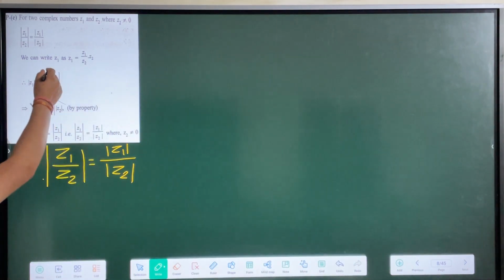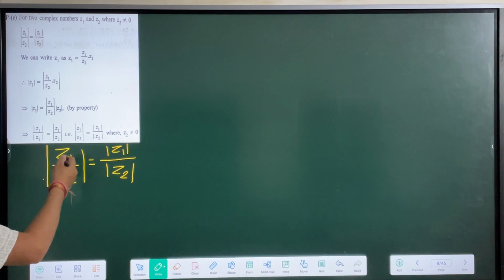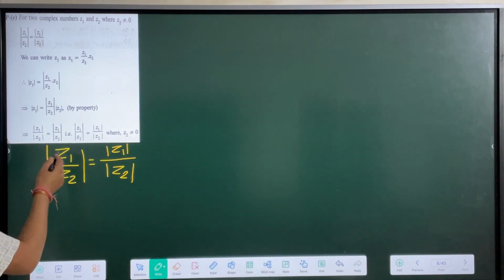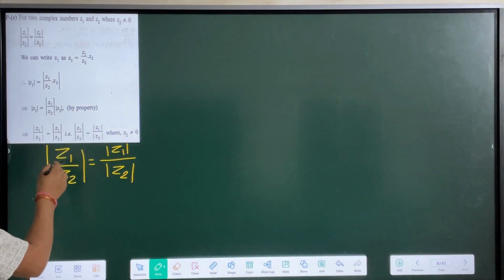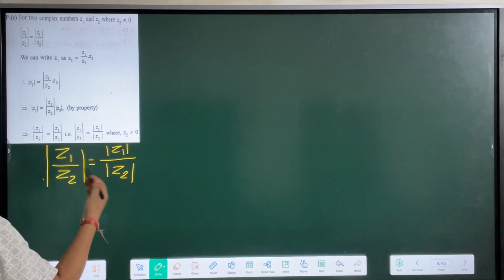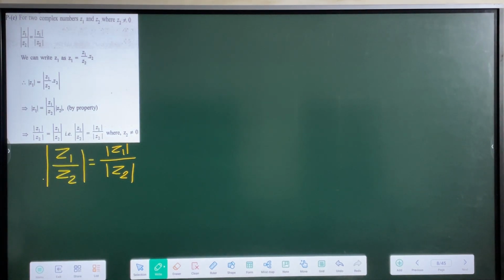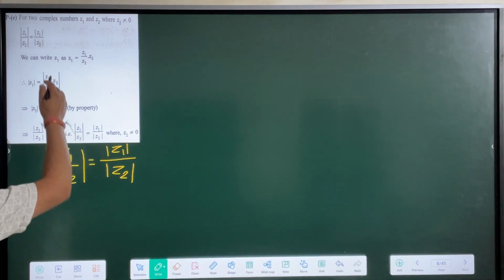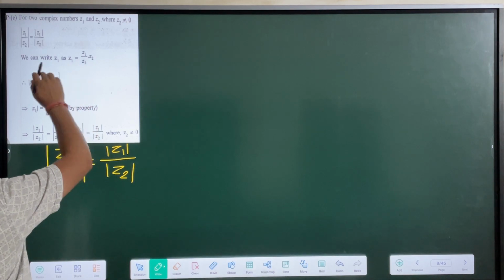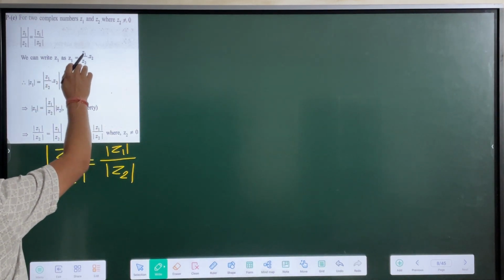So it is proved here in a different way. If we take any example in place of Z1 and Z2, A plus IB, C plus ID, then you can do that proof yourself. You don't have to go this way. If you go this way, then also no problem. And this one we can write as Z1 equals this way.